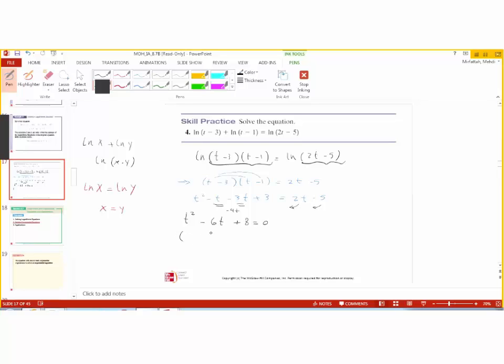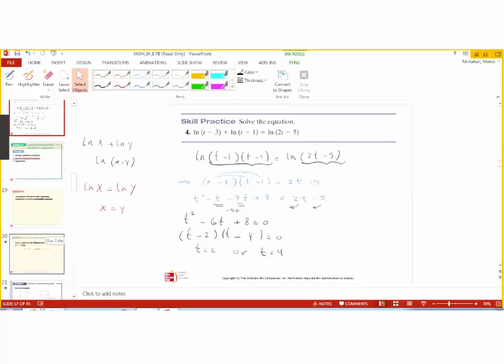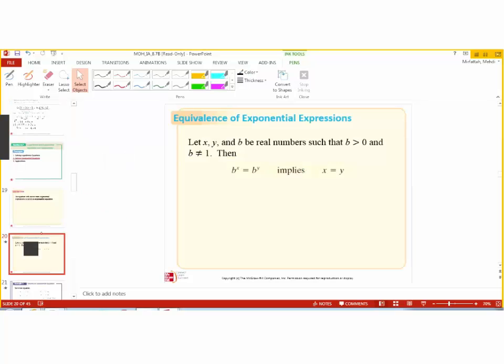Is that factorable? Sure is. If it's not factorable, you can use the quadratic formula like I showed you last time. So what combination are you going to use here? 4, negative 4 and 2. Negative 4 and negative 2. Then you want to get minus for both. So t is equal to 2 or t is equal to 4. Again, you have to check the answer, make sure these are working like we did with the other ones. Alright, thank you. So that's how you solve this kind of problem.